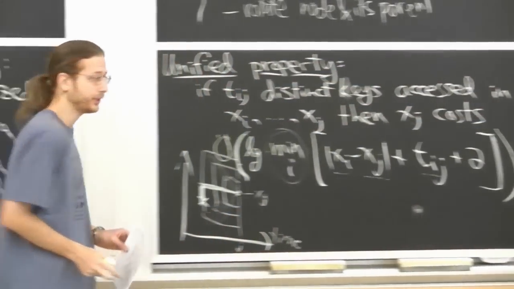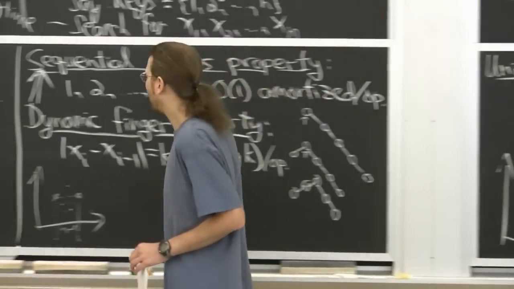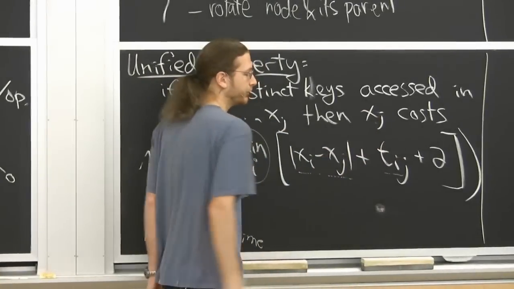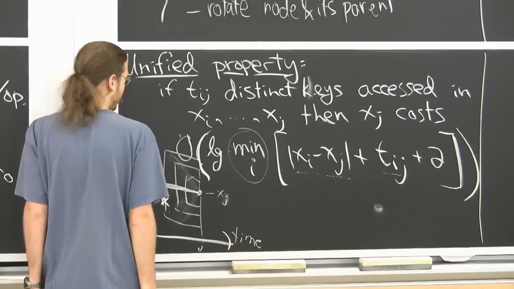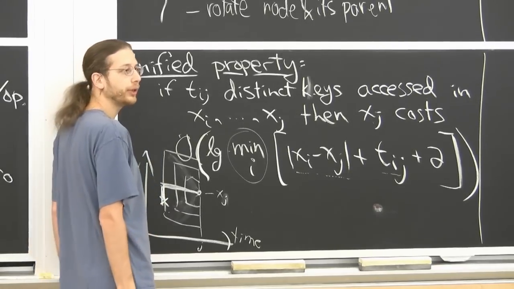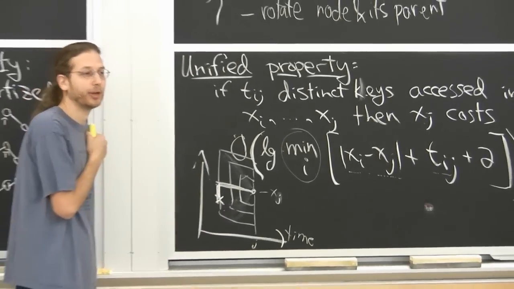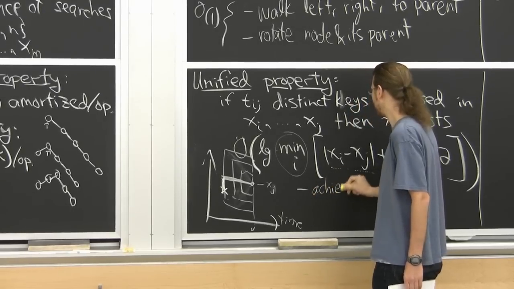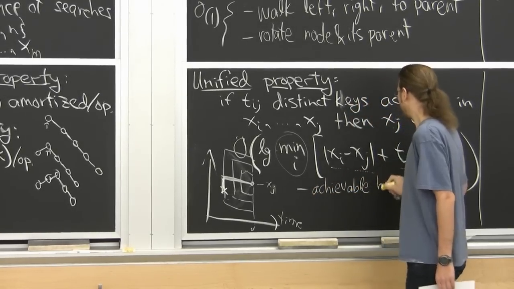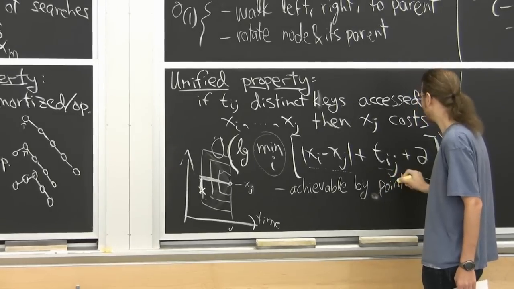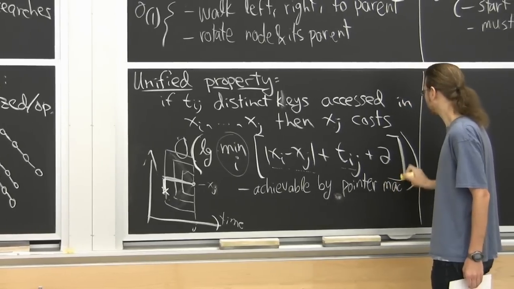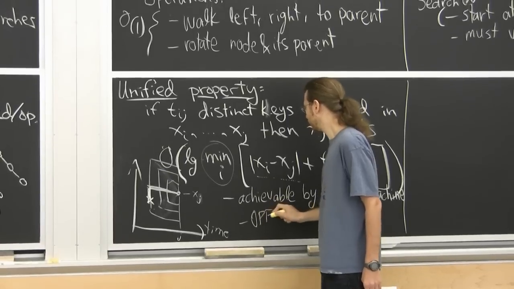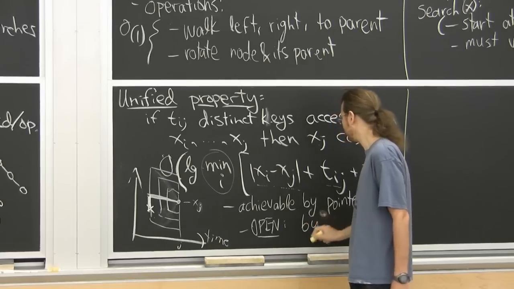Okay, so that's the unified property. Fairly natural generalization of dynamic finger and working set. I mean, you could change this plus to a product or a max. Doesn't make a difference. Sadly, we don't know whether there is any binary search tree that achieves the unified property. What we know is that this property can be achieved by a pointer machine data structure, which is more powerful than a binary search tree. But we don't know whether it's possible to achieve by a binary search tree.